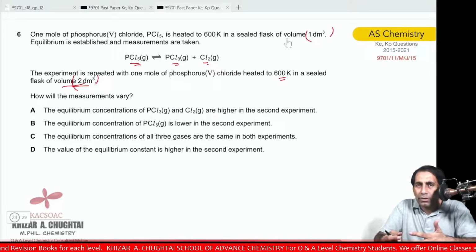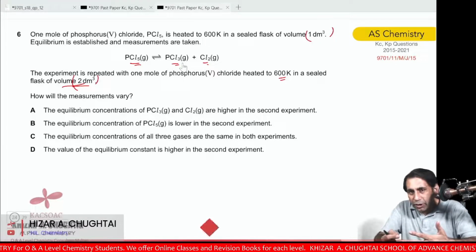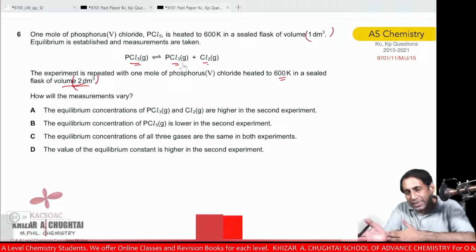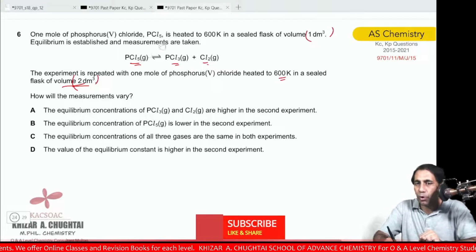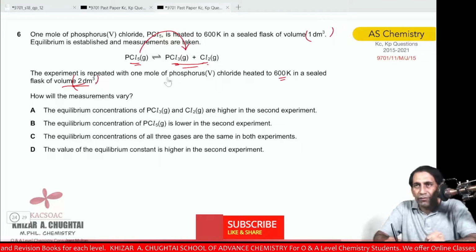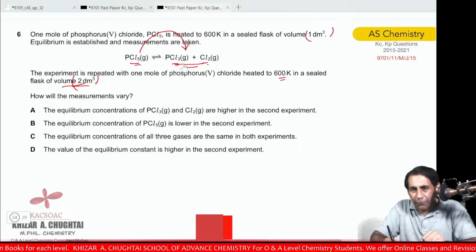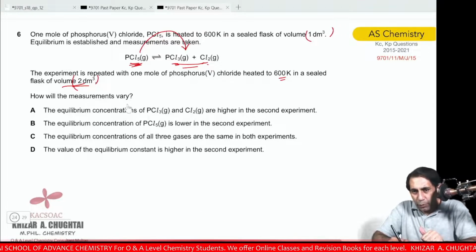Higher volume means smaller pressure, I mean half of the pressure is over here. When we reduce the pressure, equilibrium will shift toward that side where there are more number of moles. I mean by reducing the pressure, we will get more concentration of PCl3 and Cl2. How will the measurement vary?